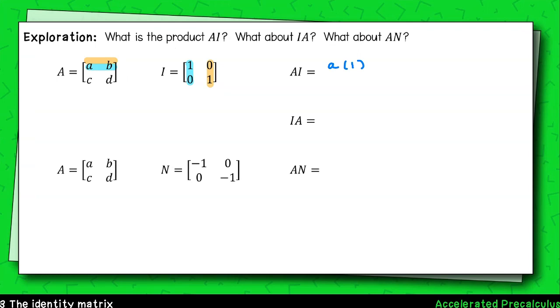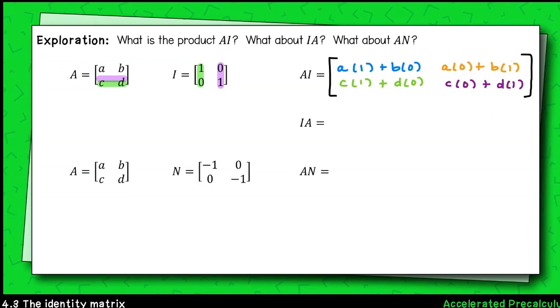That'll be A times 1 and B times 0. Then top row, second column, A times 0 and B times 1. Next, we'll go bottom row, first column. That'll be C times 1 and D times 0. Last, we have bottom row, second column, C times 0 and D times 1. Now, let's look at the sum of all of our products for each entry. That's just going to be A, B, C, and D. So in other words, we get our original matrix, A.